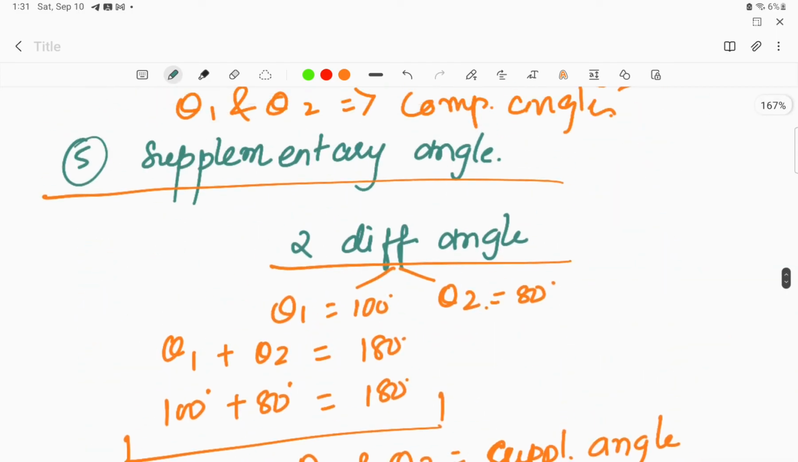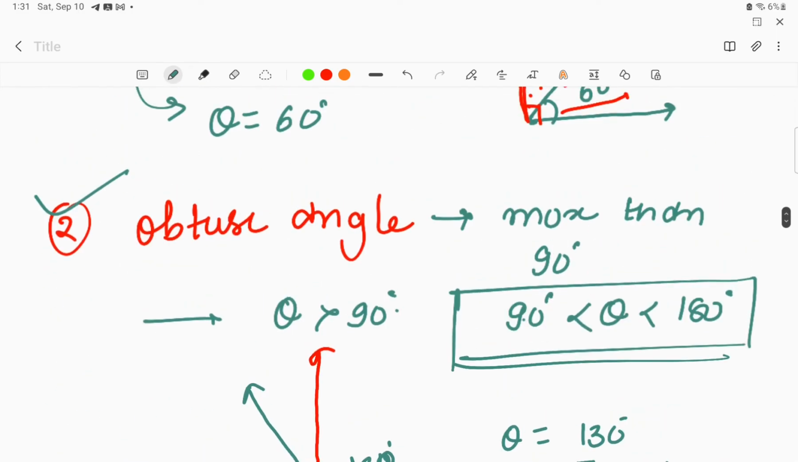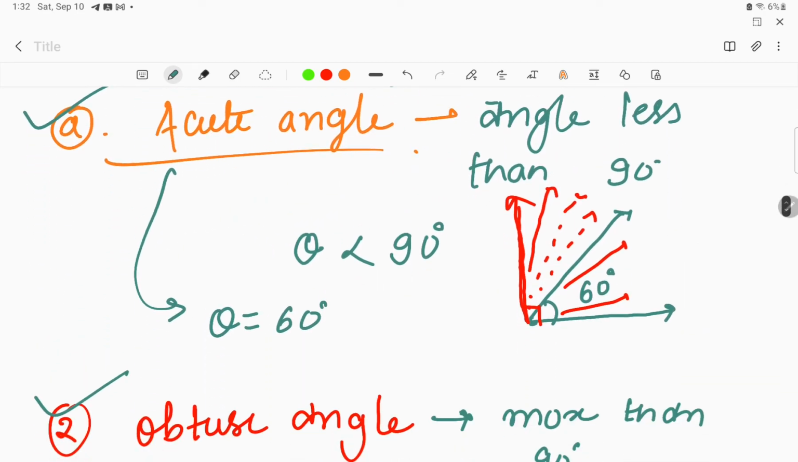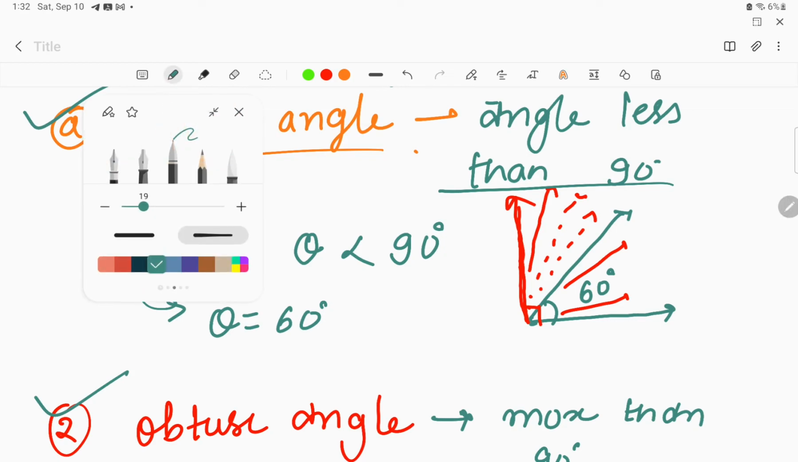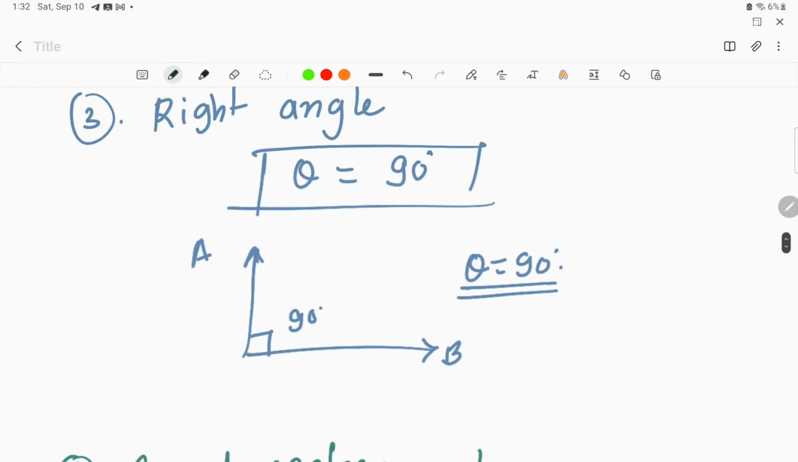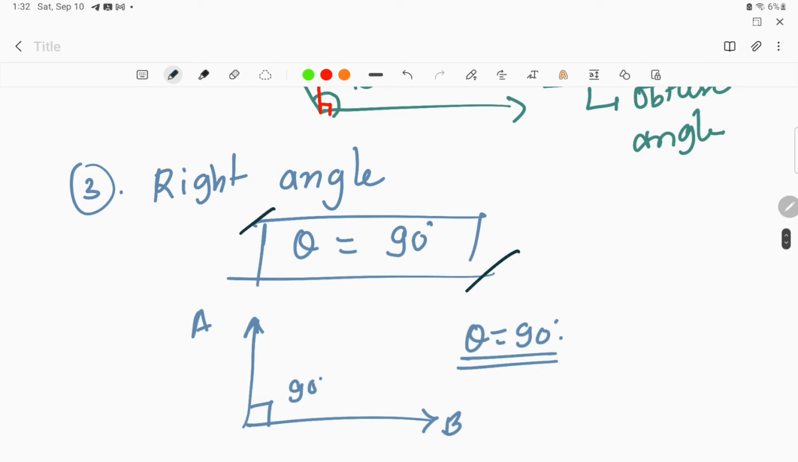So this was all the terms that we have discussed about angles. Acute angle means the angle is less than 90 degrees. Next we have seen the obtuse angle, where the angle is greater than 90 degrees and less than 180 degrees. This is important, please do screenshot it. In right angle, theta is equivalent to 90 degrees.